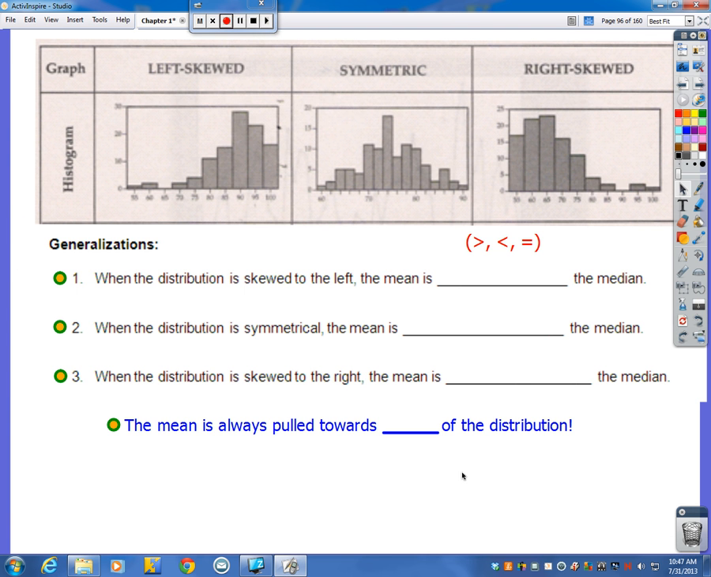So that kind of leads us into this next idea. I mentioned this in a video earlier, that if you knew the mean and the median of a set of data, just using those two numbers, you can pretty much get a good idea for what shape the distribution is.